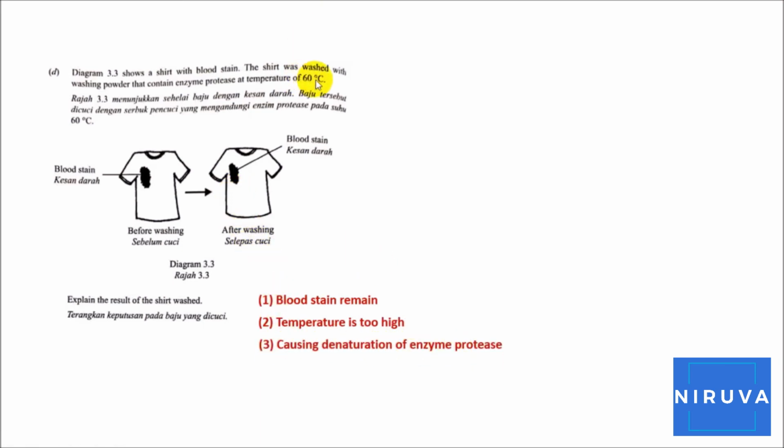Okay, so basically the enzyme protease is the common enzyme that is used in detergent powder nowadays. But a study found out that the optimum temperature of protease is usually around 40 degrees Celsius. So above 50 degrees Celsius, the activity starts to decrease, meaning that denaturation happens. So that's why the blood stain still remains even after the shirt is washed.